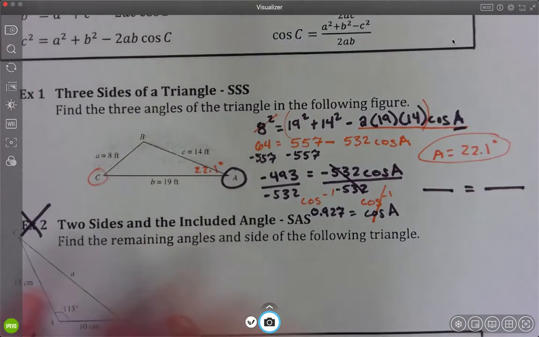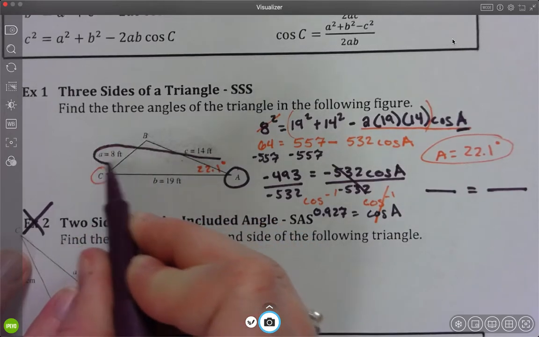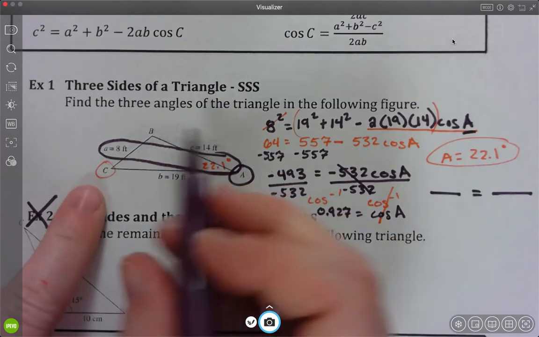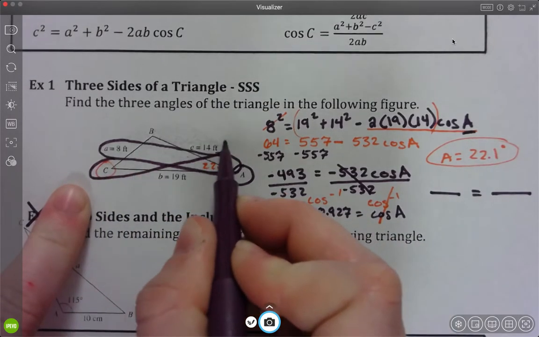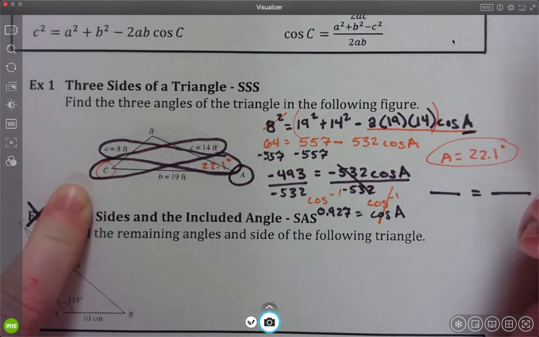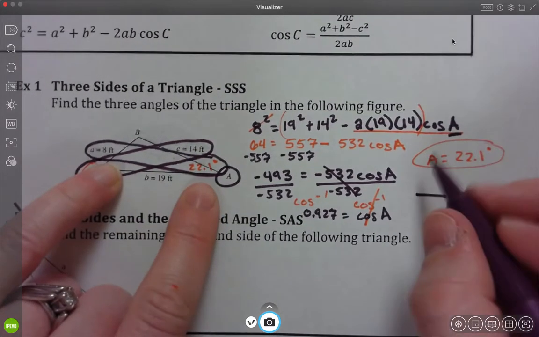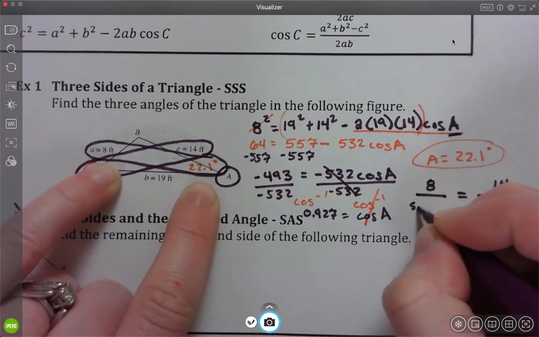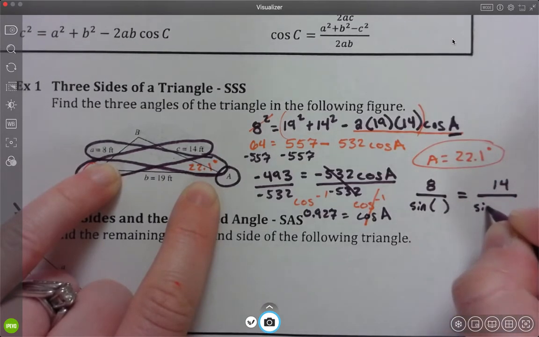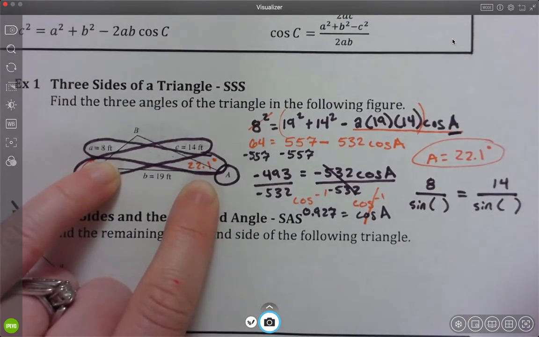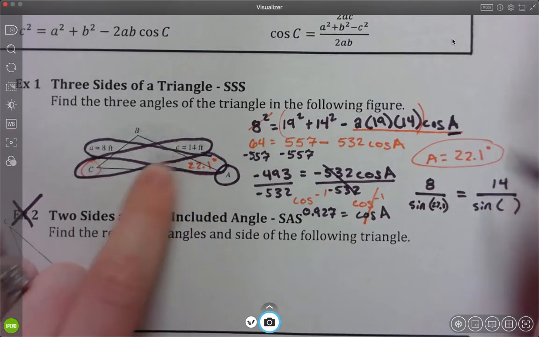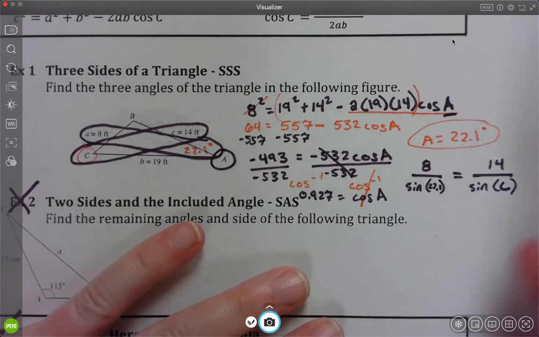Since I have a pair here, I have 8 and 22.1. Let's say we're going to solve for C next. Why not? We'll go out of order. Those are the two groupings that I want. So the two sides that I have are 8 and 14, sine of something and sine of something. The 8 is across from 22.1, and 14 is across from C. I'm going to put them like that, and then I'm going to cross multiply.